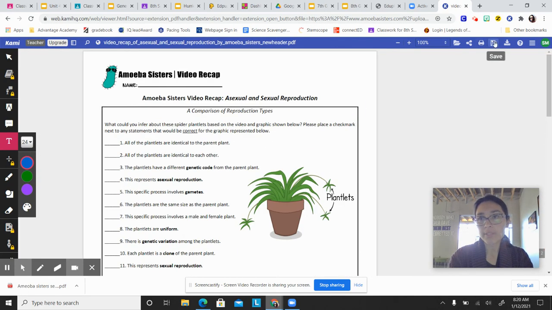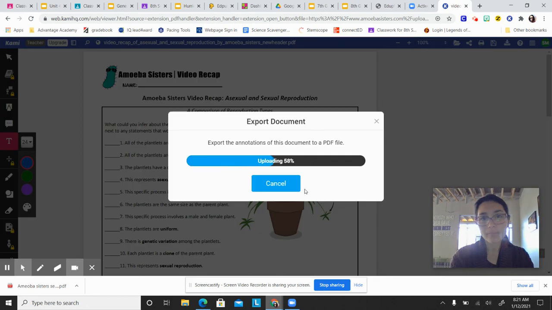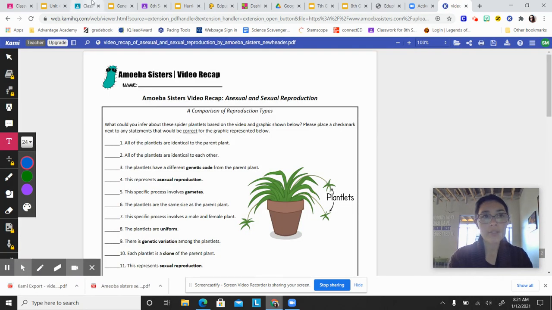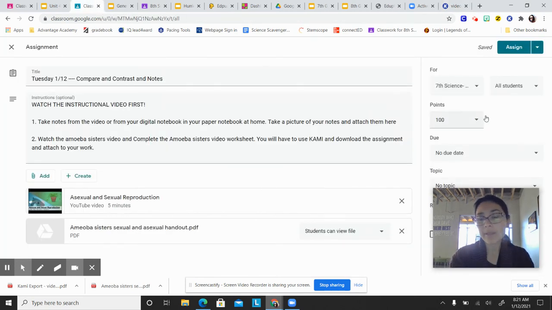Once you are done, you're going to press this save button. You're going to upload or download onto your computer. Once you've downloaded that, you can find it and attach it to your assignment by clicking the add or create, pressing the file button, going to upload, and you should see it there. It should be named Kami Export, and then Amoeba Sisters Sexual and Asexual Handout.